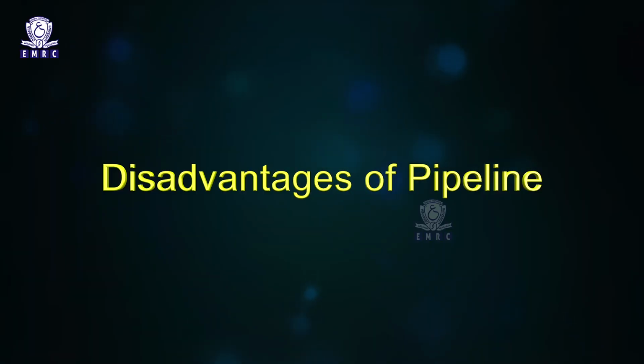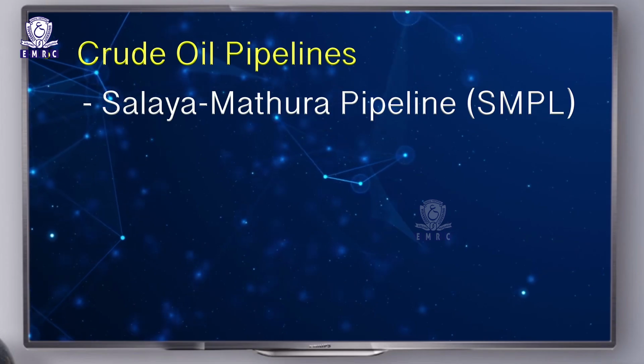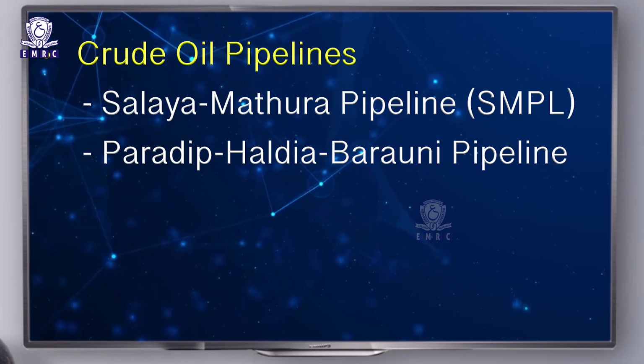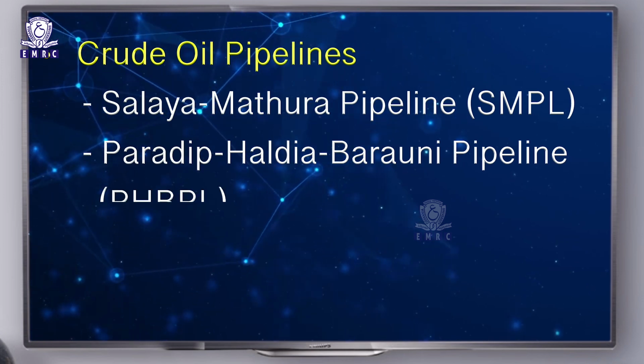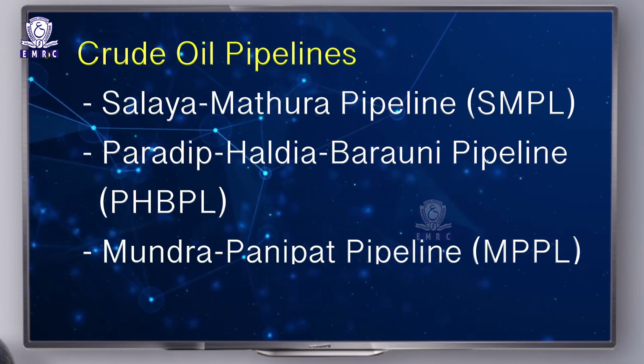But if advantages are there, definitely there may be some disadvantages too. The disadvantages associated with pipelines are that they are not flexible. For example, they can be used only for a few fixed points. Let me describe the crude oil pipelines: Salaya-Mathura pipelines, Paradeep-Haldia-Barauni pipelines, which is known as PHBPL, and Mundra-Panipat pipelines, MPPL. These are known pipelines in India.